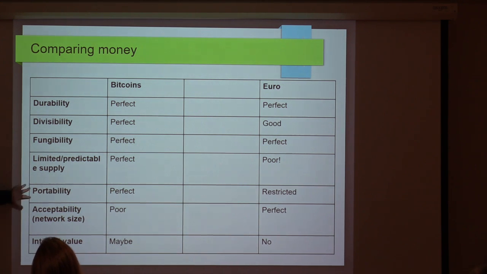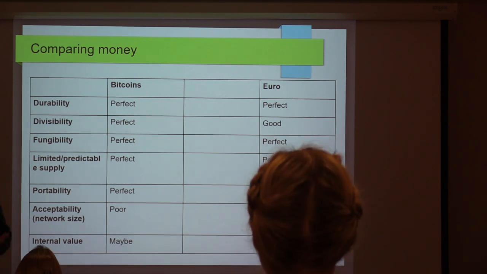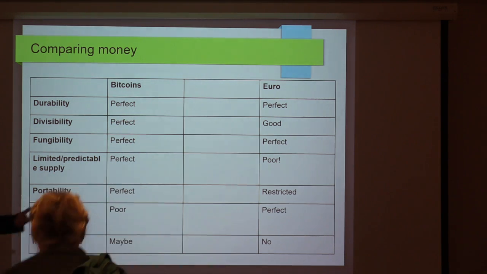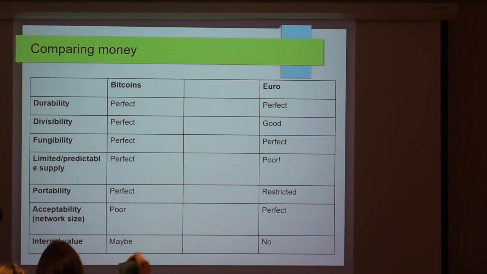There's also this thing about portability. How easy is it to transfer Bitcoins or euros over borders? Now, obviously, not only over borders, but how easy is it to transport it? How easy is it to give it from one person to the other? Obviously, if you're paying for something up here in the hotel, it's very easy to send them euros. You just take out the card and swipe it, or you take out some cash and you give it to them. So that's very easy.